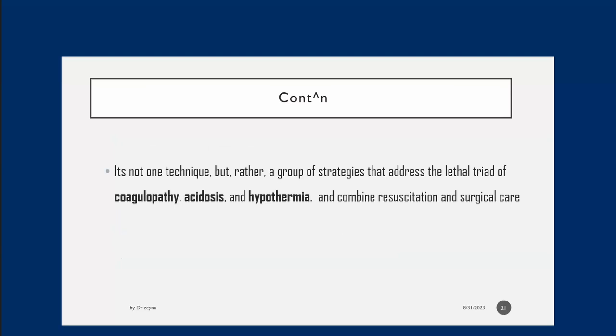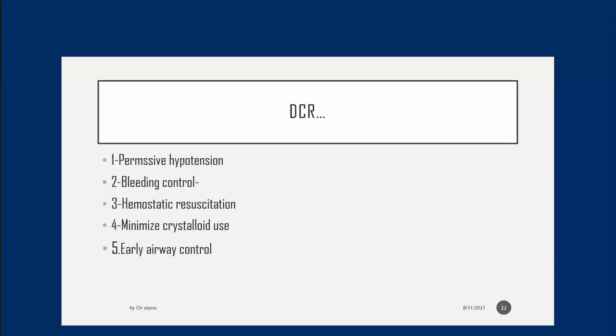Generally, damage control resuscitation is not one technique, but rather a group of strategies which addresses the several types of trauma: coagulopathy, acidosis, and hypothermia. And it's a combined resuscitation plus surgical approach. Under damage control resuscitation come 4 phases, and surgery is also part of the resuscitation. So damage control resuscitation has 5 components.